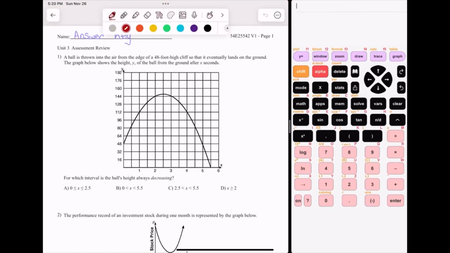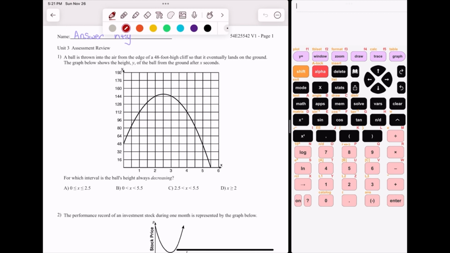We are going to start reviewing for our Unit 3 assessment, which for this we are going to also see questions from Unit 1 and 2. So we're basically going to review different topics that we have seen throughout the whole year of algebra. So let's look at question 1.